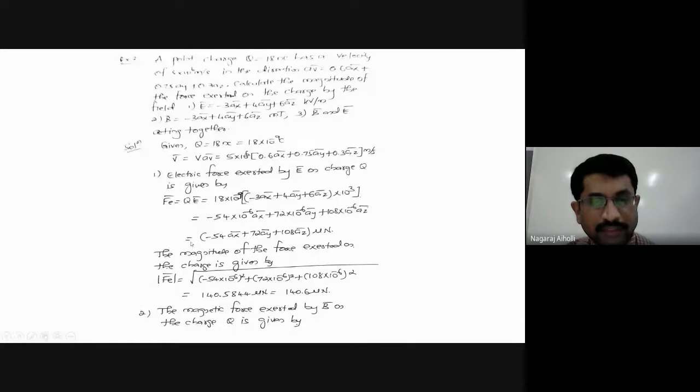Next, how do we calculate the magnitude, friends? We have to take the square root of minus 54 into 10 raised to minus 6, the whole squared, plus 72 into 10 raised to minus 6, the whole squared, plus 108 into 10 raised to minus 6, the whole squared. Simplify it and you will get the electric force exerted on the charge by the field E bar. Take down up till this step and find the value of Fe bar. Tell me the value.